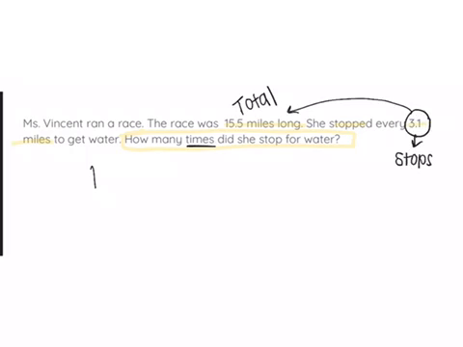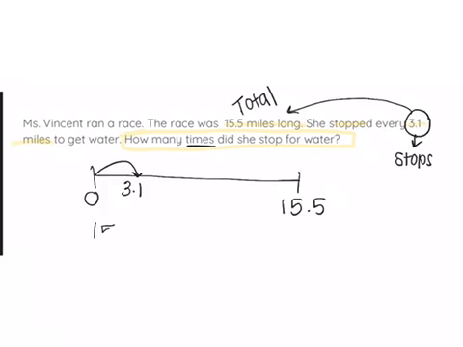So if I was to model this to get better understanding, if this is the starting point where she's at 0 miles, and this is my finishing point at 15 5/10 miles, and she stops every 3.1 miles, I could either add 3.1 multiple times until I get to 15 5/10, or I could take 15 5/10 and subtract until I get down to 0. Subtract every 3 1/10. So it's completely up to you how you want to solve this problem. We're going to solve it both ways. We're going to start with subtracting and then we're going to go to adding. And you're going to see why I'm doing both ways in just a second.